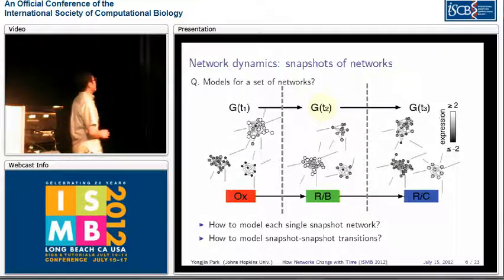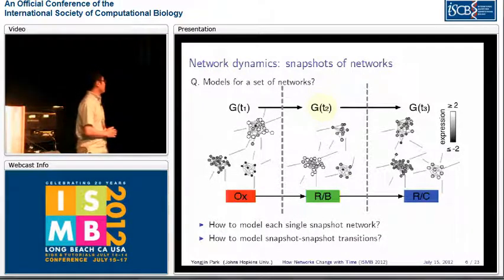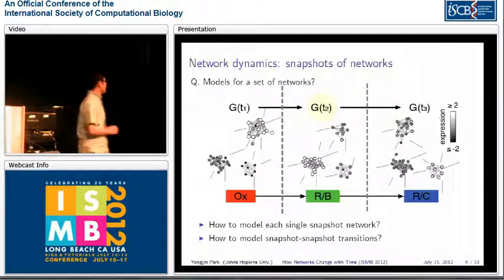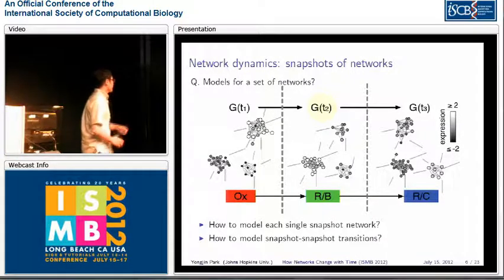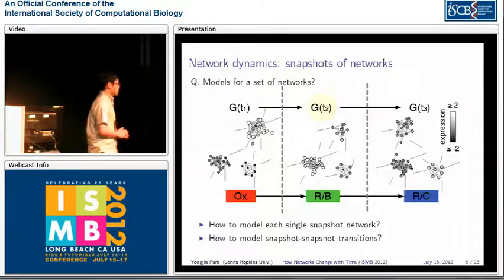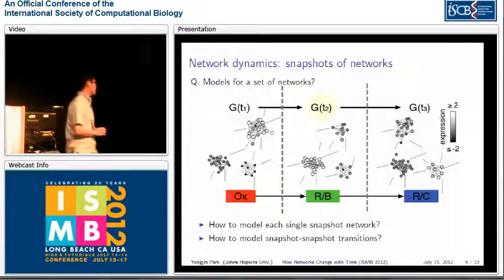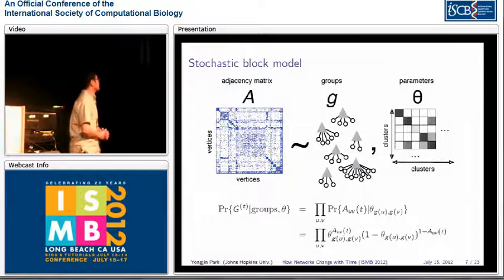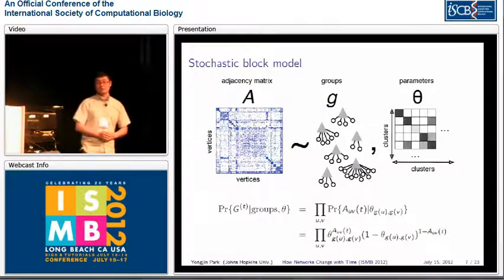Here's the problem. We have snapshots of networks. What is the model that evolves over time and describes dynamic networks that change over time? Let me break down this modeling question into two parts. The first part is how to model each single snapshot, and the second is how to connect these different snapshots, the transitions. We use a kind of stochastic block model.